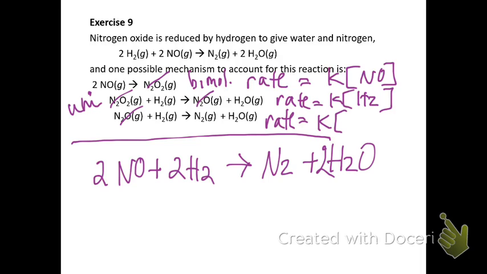Is H2 also unimolecular? Because there's only one H2. That was supposed to have a 2 up here, I'm sorry. That's why it's bimolecular. I'm sorry, I forgot the 2.